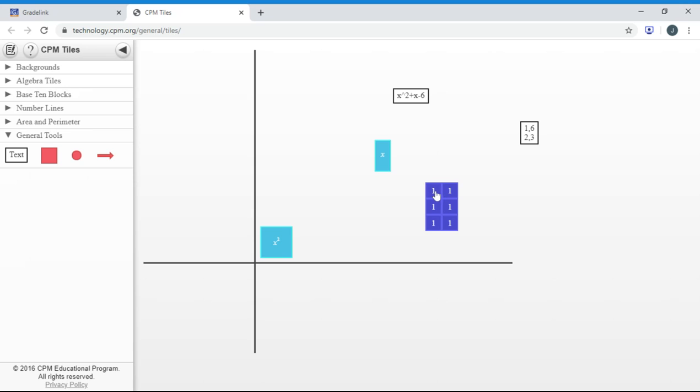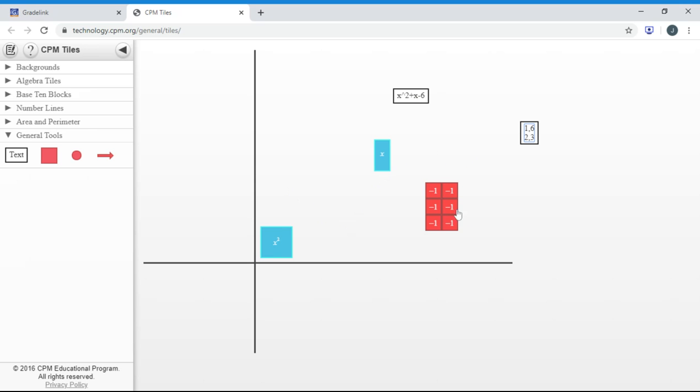Now, something neat about this is if you click on the number inside these, or if you click on the variable inside of your XY boxes, it'll make it negative, or it'll make it the opposite of what it was previously. And if you double click, it'll change the orientation. So what we're going to do, considering this, we need to find a combination that will multiply to negative 6 but add up to a positive 1.